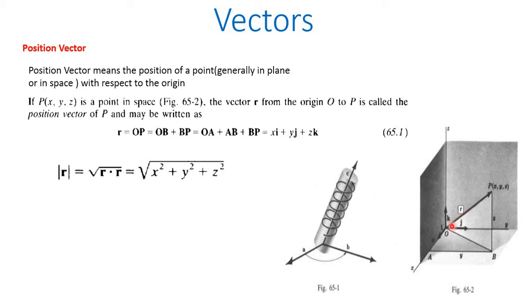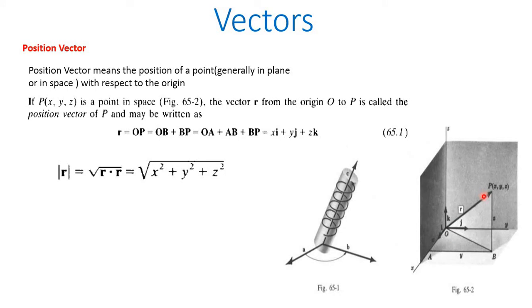Its magnitude can be calculated by taking its mod value: mod r is equal to the square root of r dot r, the scalar product. So the square root of x square plus y square plus z square is the magnitude of this vector. If you see, r is basically O to P.